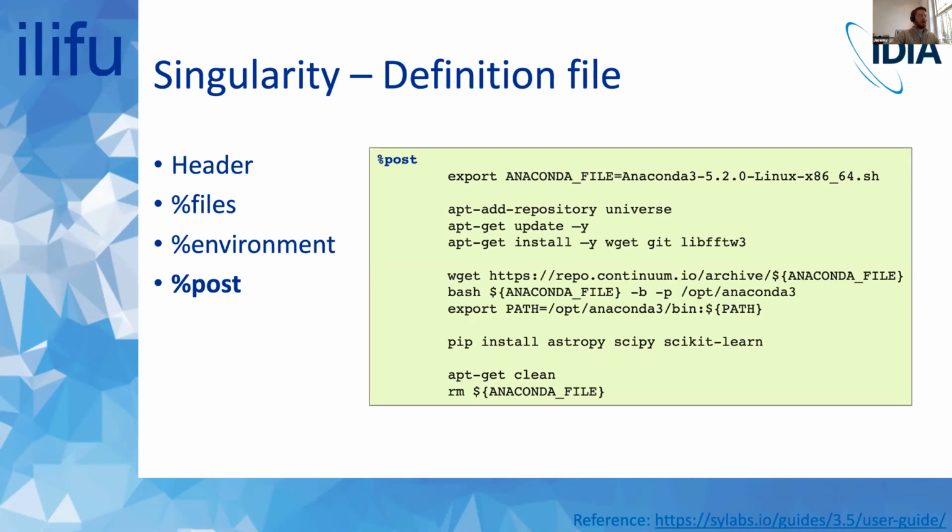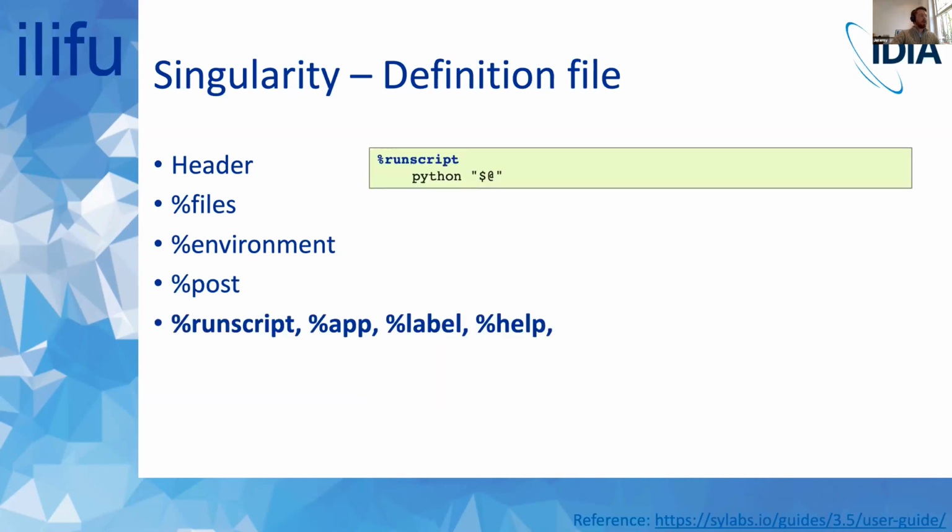Yeah, so there are a number of other sections that are useful. There's run, script, apt, label, and help. These are useful to customize the container further. Specifically, run, script, and app allow you to customize how the container behaves when you execute it. But more information about this can be found in the user documentation. I'm not going to cover this further.